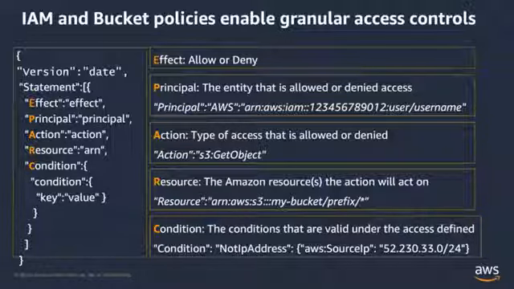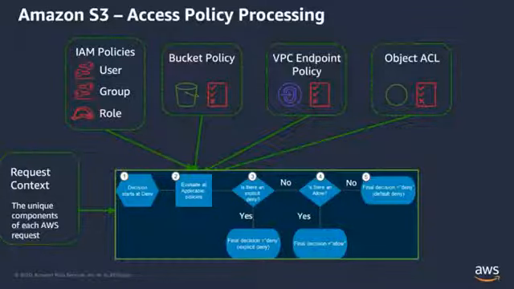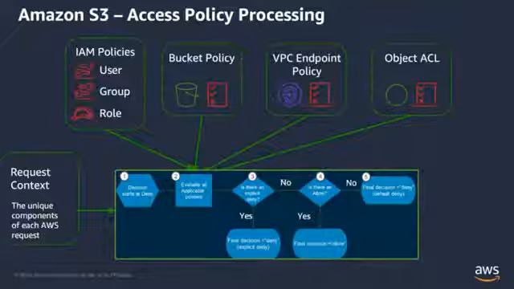Okay. Now, how do we actually process these requests? Well, we start off with the request context that I just talked about, all the unique components about this particular request. And then we start off with a decision of deny. Just start there. And then we evaluate all the applicable policies. We take the IAM policy, the bucket policy, the VPC endpoint policy, the object ACL, and we evaluate them all at once. There is no order. There is no hierarchy. We take them all at once.